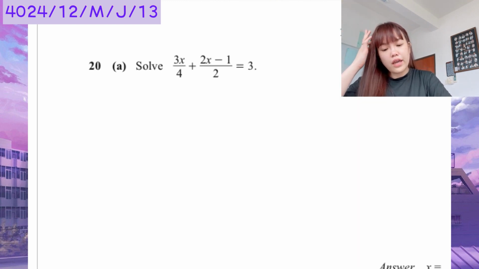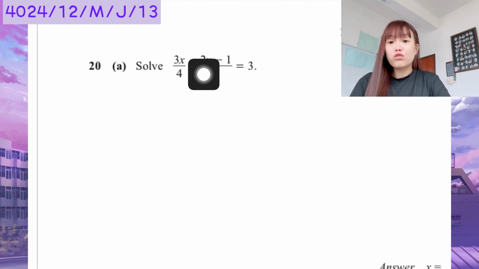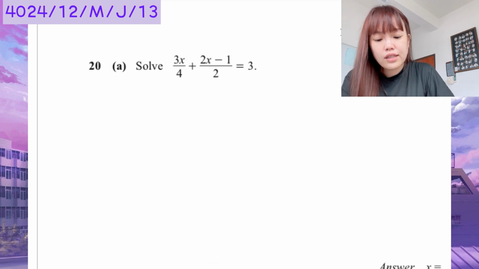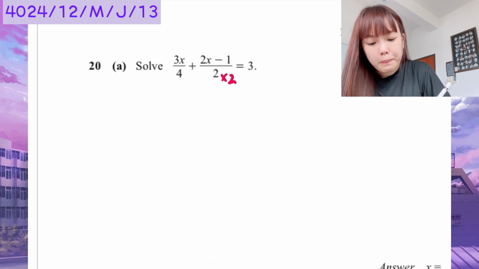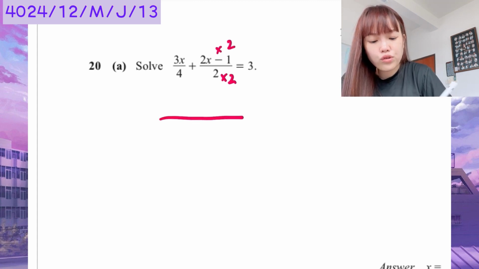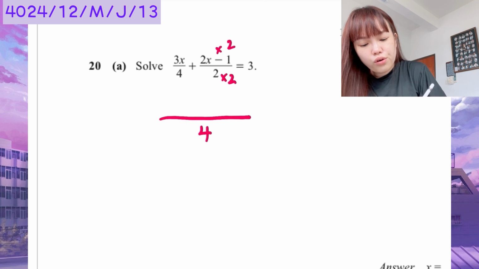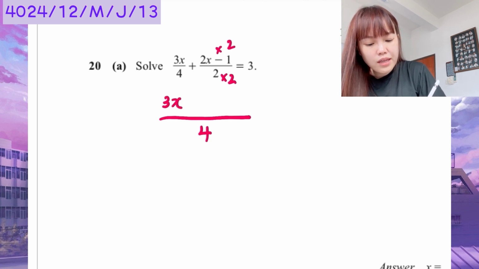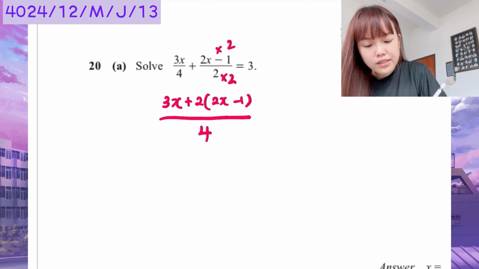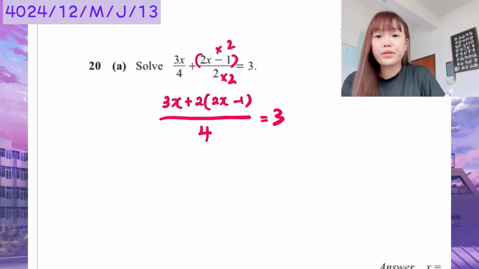Okay, so 20A. This one we need to solve for x. Since it's an algebraic fraction, we make the denominator the same. This one times 2, so it's already the same. Since you times 2 here, the top one you also need to times 2. So the denominator will become the same number, which is 4. This one will become 3x plus 2 bracket 2x minus 1, because the 2 times with this whole thing.